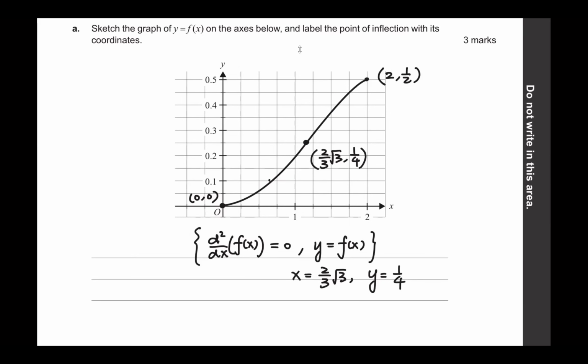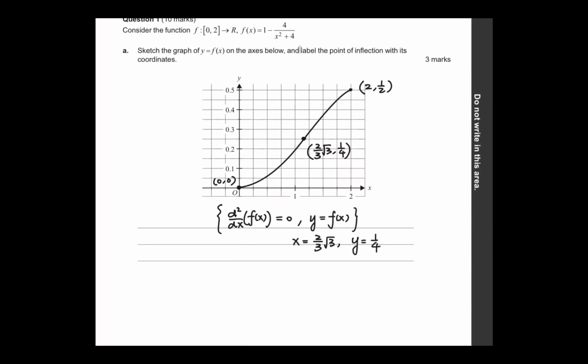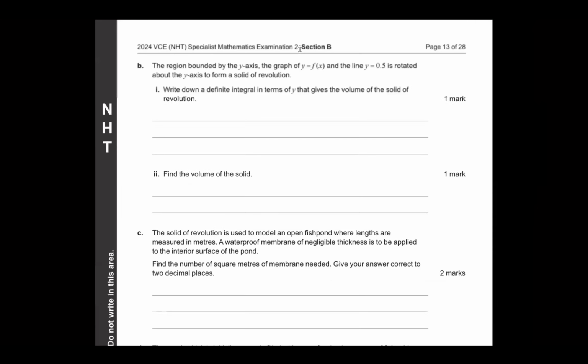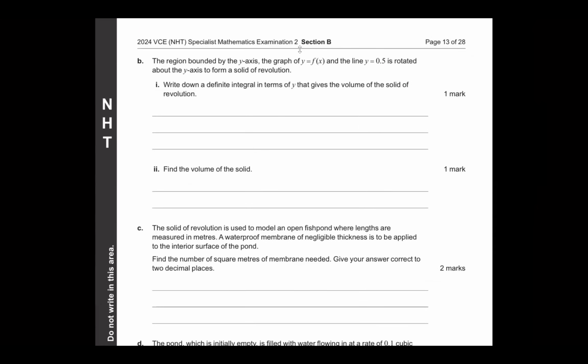So you could actually get some graph like this, okay? All right, yep, I labeled the endpoints. I labeled the point of inflection. Yep, let's move on. The region bounded by the y-axis, the graph of f, and the line y equals 0.5 is rotated about the y-axis to form a solid of revolution. Use a definite integral to find the volume.